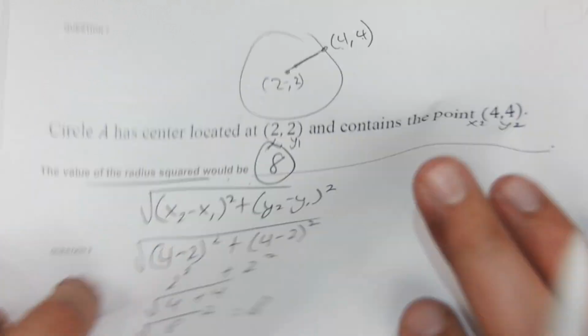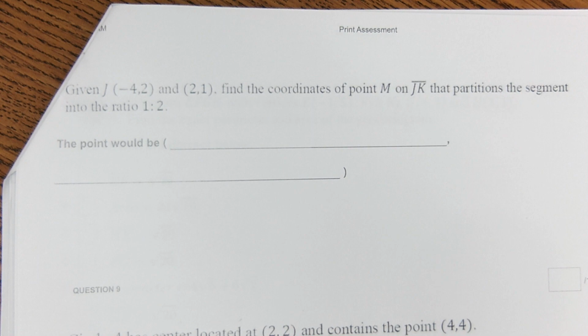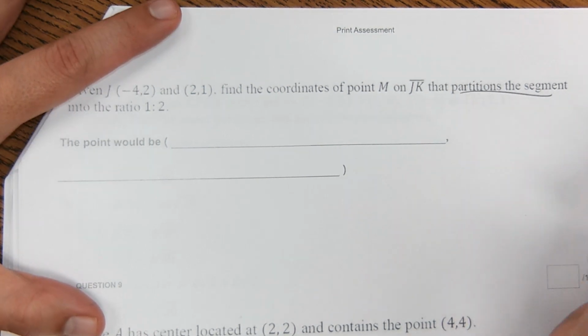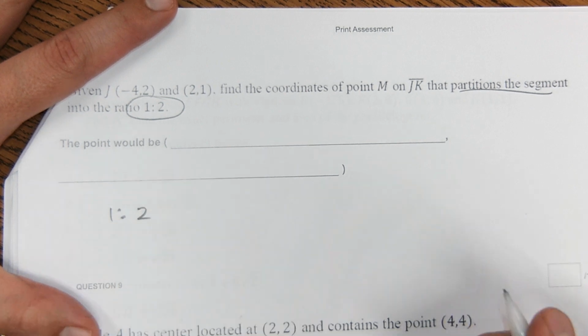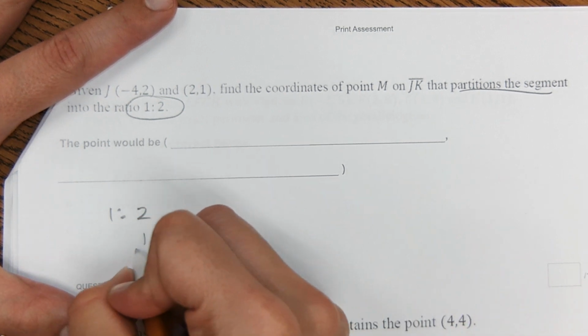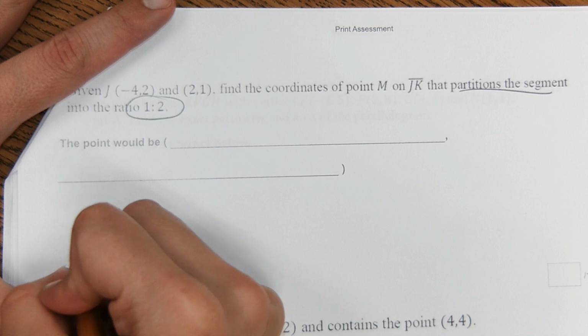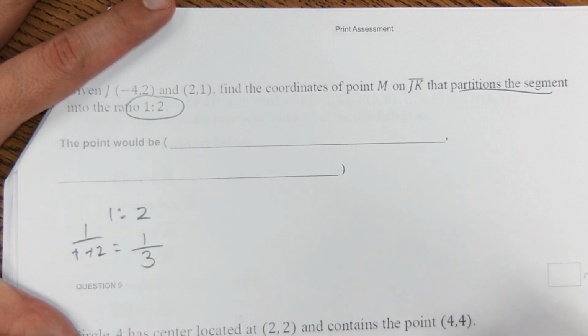Okay, next one. This is another practice one with partitioning the line segment. Again, I'm going to take this ratio 1 to 2. So I need the point that's 1/3 of the way there. I'm just doing 1 over 1 plus 2, which would equal 1/3.